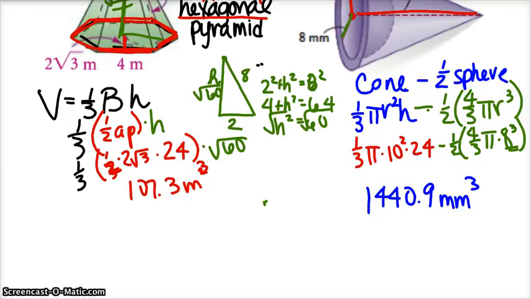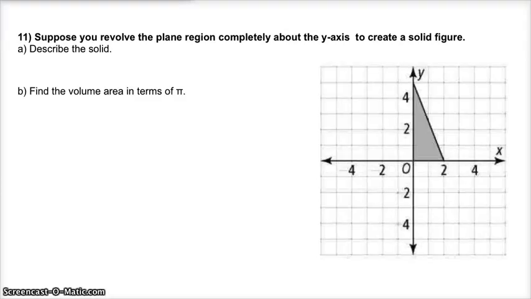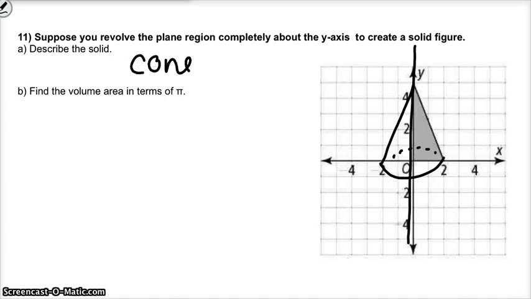Turn the page over. You have one that's asking you, it says, suppose you revolve a plane region completely about the y-axis to create a solid figure. Describe the solid. Well, the y-axis is right here. So if you rotate it around, you're going to end up with a cone. In this particular case, your cone has a radius of 2 and a height of 4.